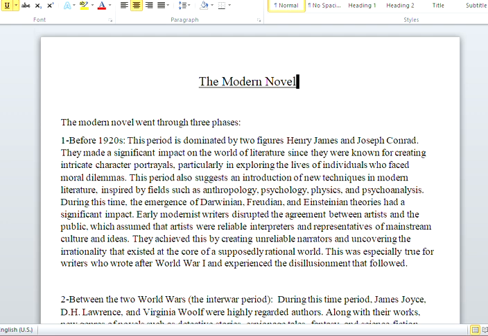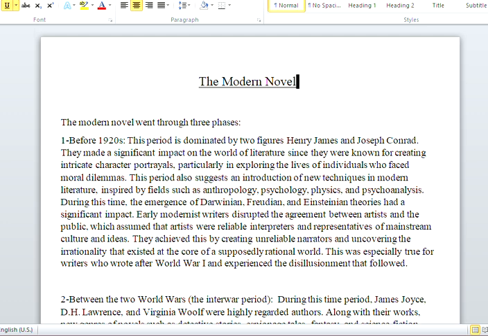This period also suggests an introduction of new techniques in modern literature, inspired by fields such as anthropology, psychology, physics, and psychoanalysis. During this time, the emergence of Darwinian, Freudian, and Einsteinian theories had a significant impact.